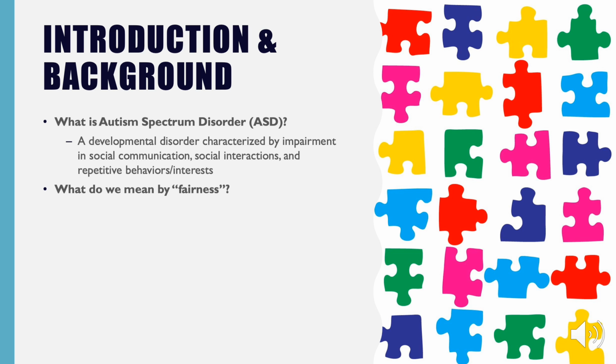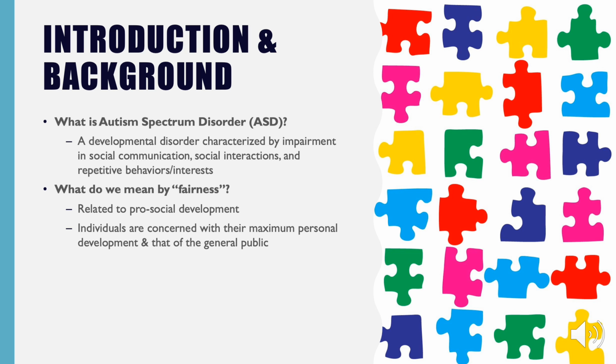The second thing that's very important for us to define is fairness and how they identify fairness. In our case, we're looking at it through a psychological lens, and therefore we say that fairness is related to pro-social development. It's something that we see universally appearing in individuals around ages 3 and 4, and it deals with how they relate their decision-making in terms of other individuals. And a more clear definition that the researchers give us is that individuals are concerned with their maximum personal development and that of the general public.